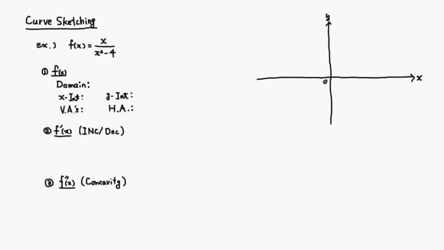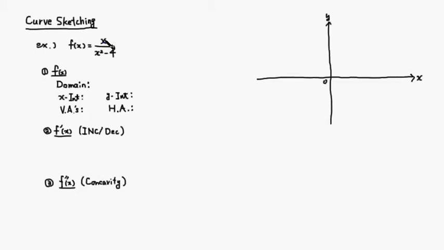Okay, let's look at curve sketching. Let's dive right into an example. Let's try to sketch the graph of f of x equals x over x squared minus 4. First we look at the original function to see if we can get a bunch of information there. Looking at the original function, we can find the domain.